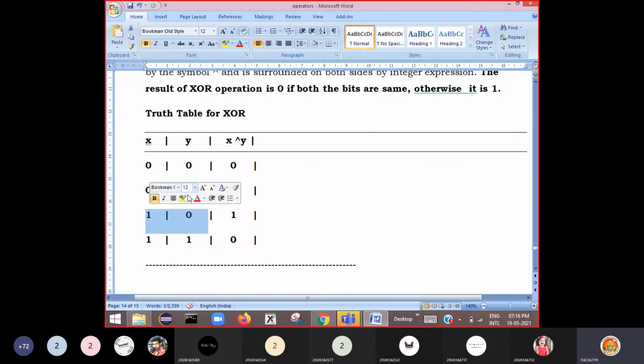So when you consider 2 input values, how can you remember? When both inputs are the same, the result will be 0: 0, 0 gives 0, 1, 1 also gives 0. If the inputs are different, then the result will be 1. This is how the exclusive OR operation is performed. Clear? Understanding this truth table is important.